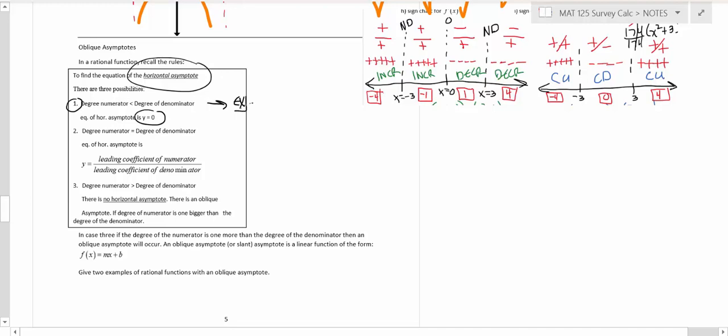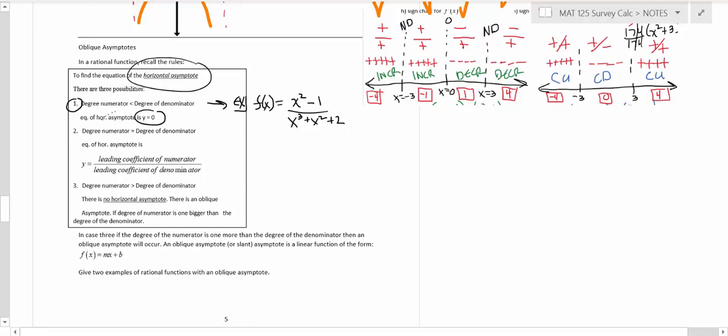So for example, we could have f of x equals (x^2 - 1) over (x^3 + x^2 + 2). The degree of the top is 2, the degree of the bottom is 3, therefore the horizontal asymptote is 0. If you did the limit of that function as x goes to infinity, you would get 0. You could do L'Hopital's rule, like I did in class last time, and you'd get 0.